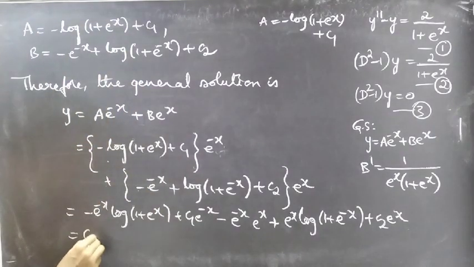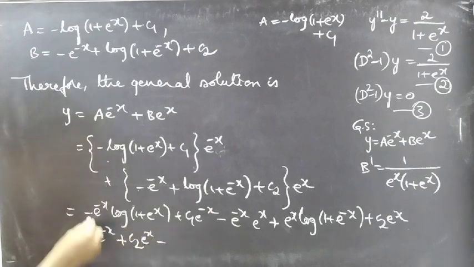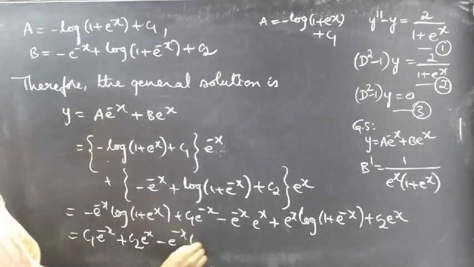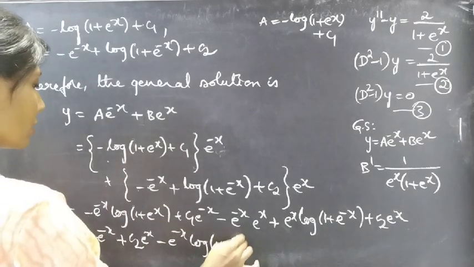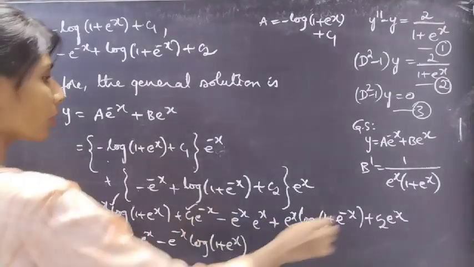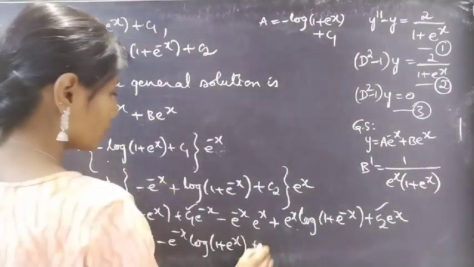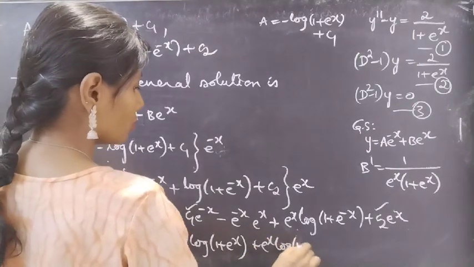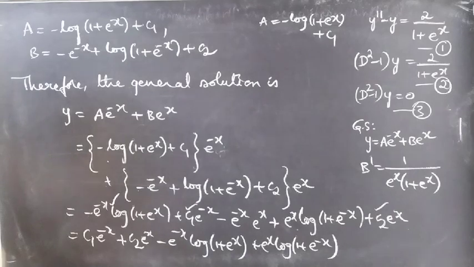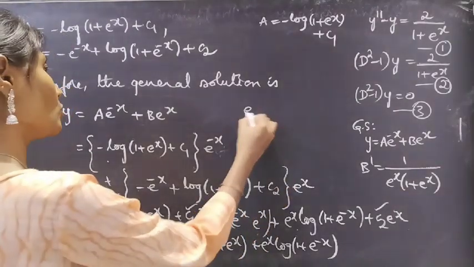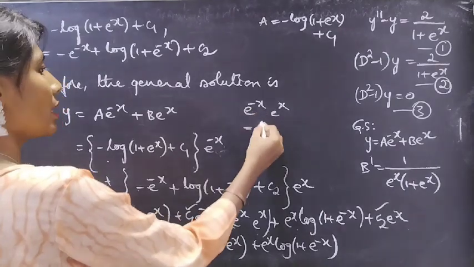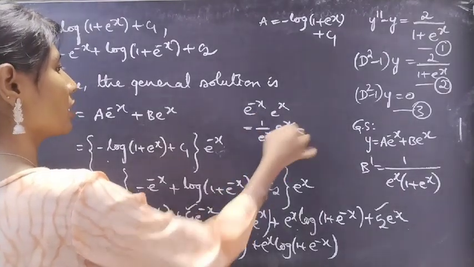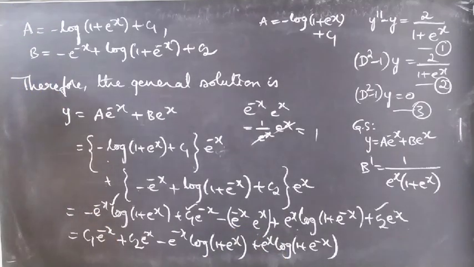You can write it as c1 e power minus x plus c2 e power x minus e power minus x log of 1 plus e power x plus e power x log of 1 plus e power minus x, and here we are having e power minus x into e power x. We can write e power minus x as 1 by e power x, into e power x becomes 1. So just replace it with 1, then we'll get minus 1. This is the required general solution.